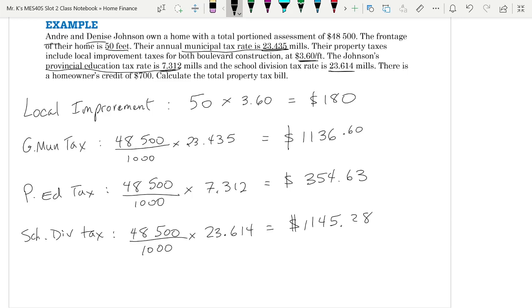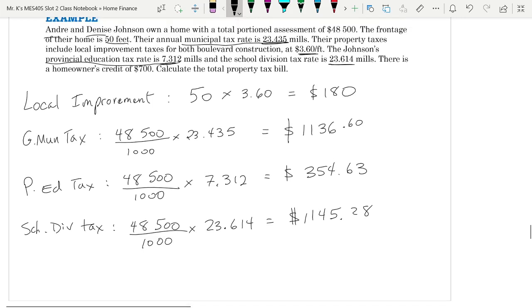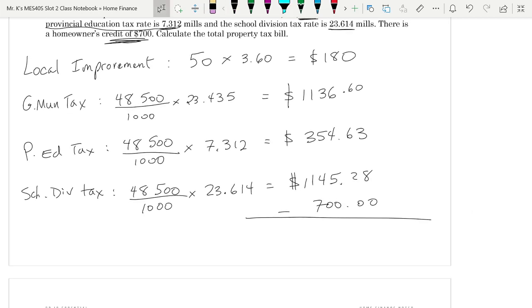Add those four things up, and you get your property tax bill. Oh, wait, but don't forget, they got a rebate from last year's taxes. So minus $700 that they don't have to pay because they got credited from perhaps the over budgeting last year. So add those four numbers and subtract 700. I've already done that calculation for you. And you get $2,116.51. And that is your overall property tax bill. And that's how you calculate property taxes.